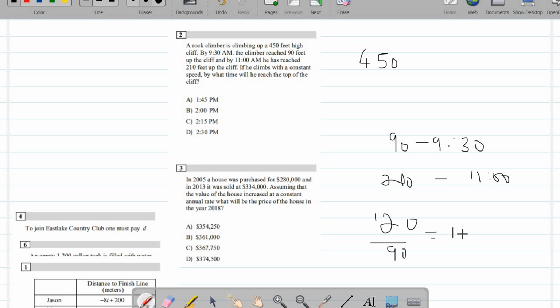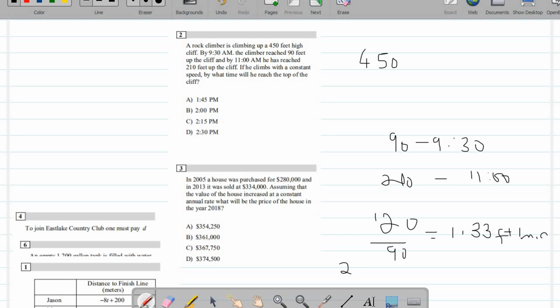So there you have 1.33. You have 1.33 feet per minute. Okay, so he's going to complete the remaining journey at the same speed. So that's from 210 down to 450. If you subtract 210 from 450, you're going to be having 240. And now let's write that.